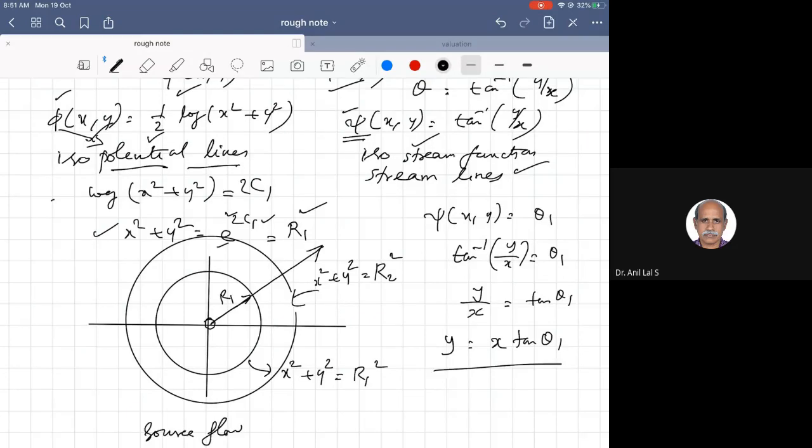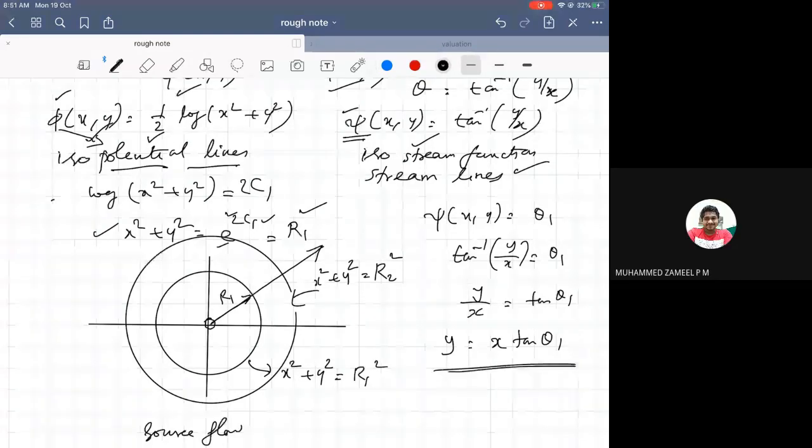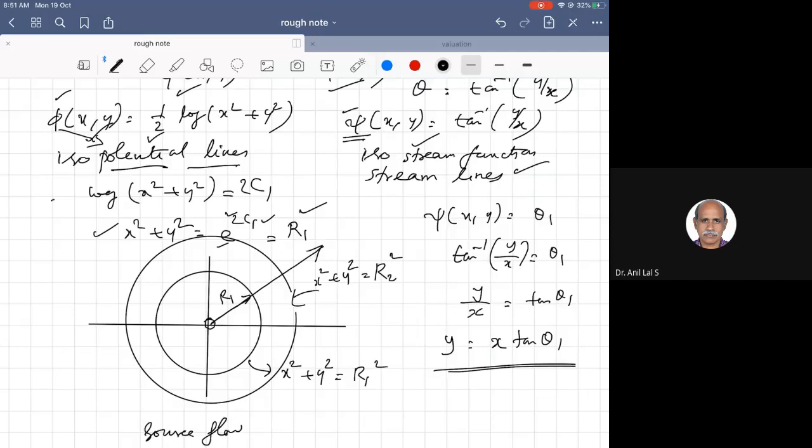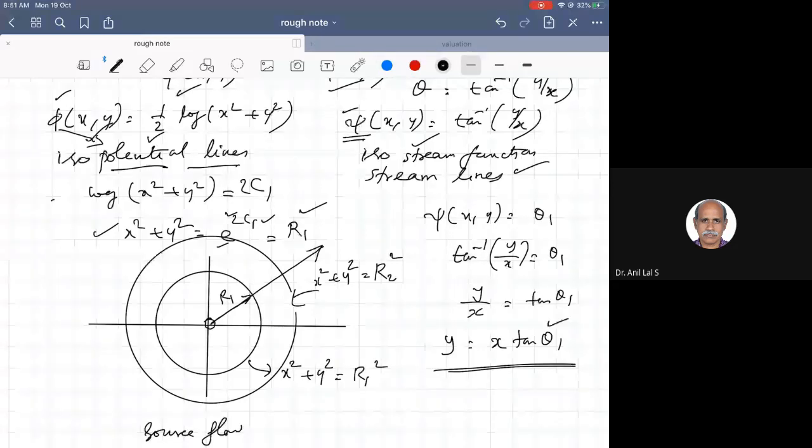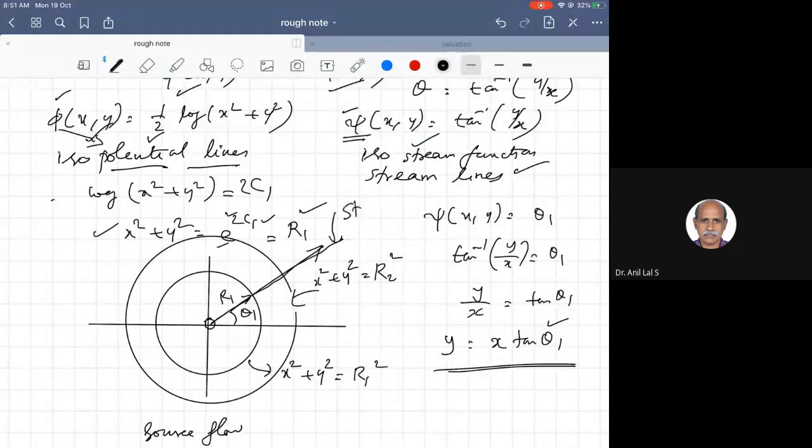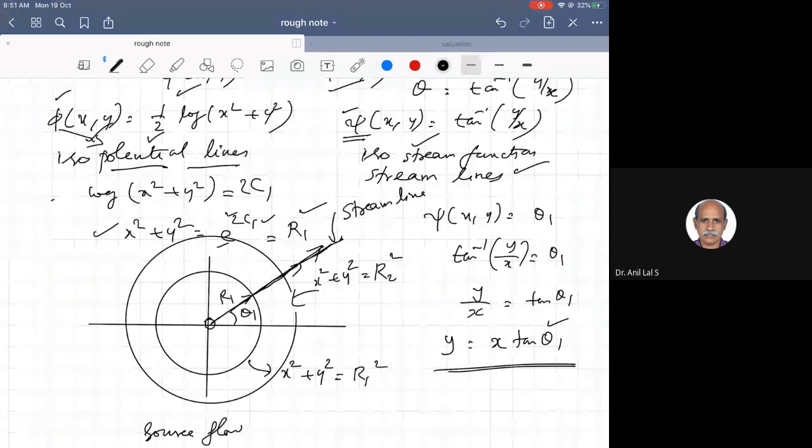What is this? A straight line passing through the origin, having a slope tan theta 1, or making an angle theta 1. So this is a streamline. What is the meaning of streamline? Fluid will be flowing along the streamline, not across. So the same fact is again recovered. Both phi as well as psi are embedded in the same complex flow potential, and it represents the same flow.